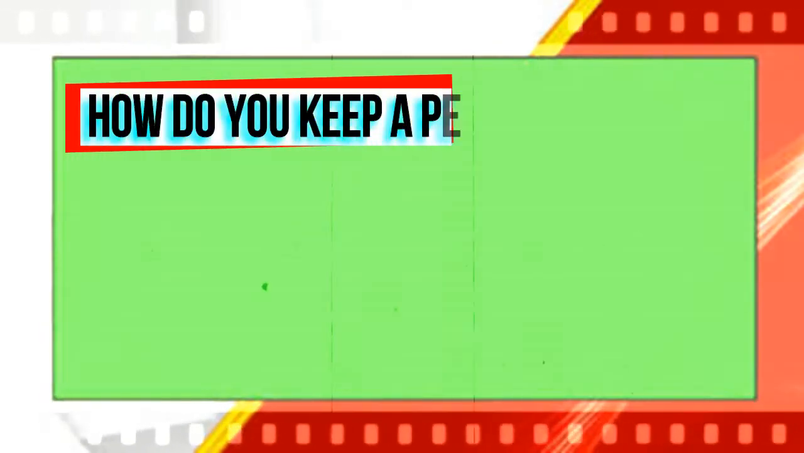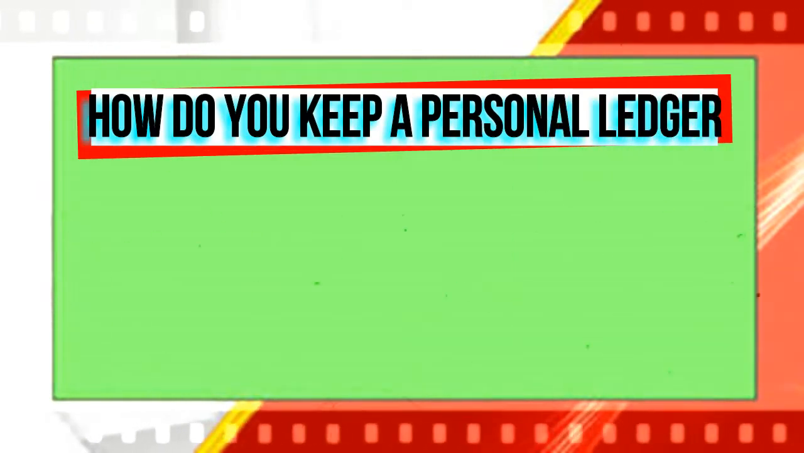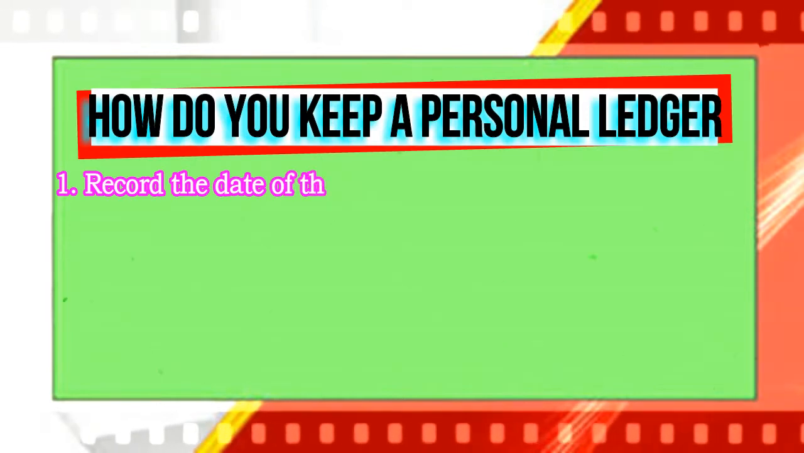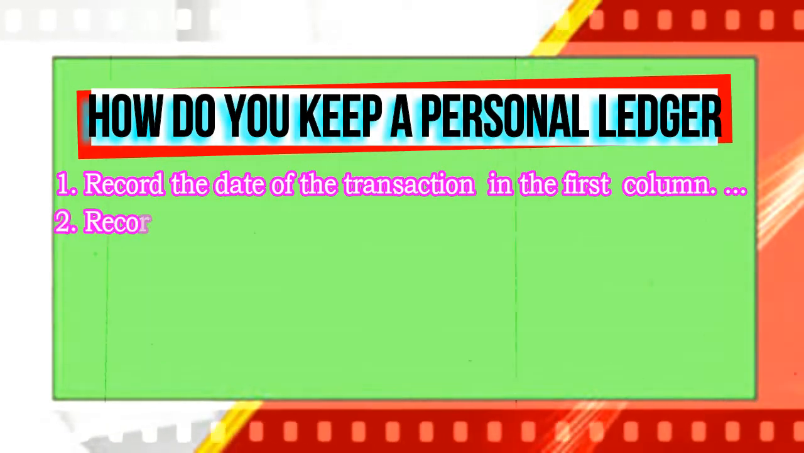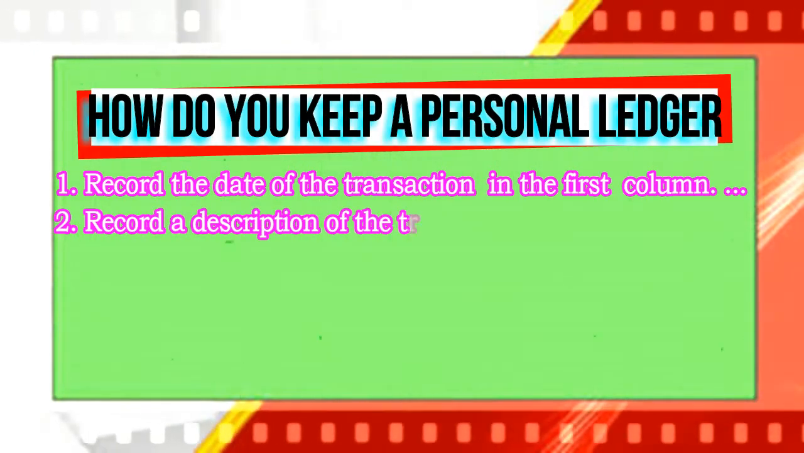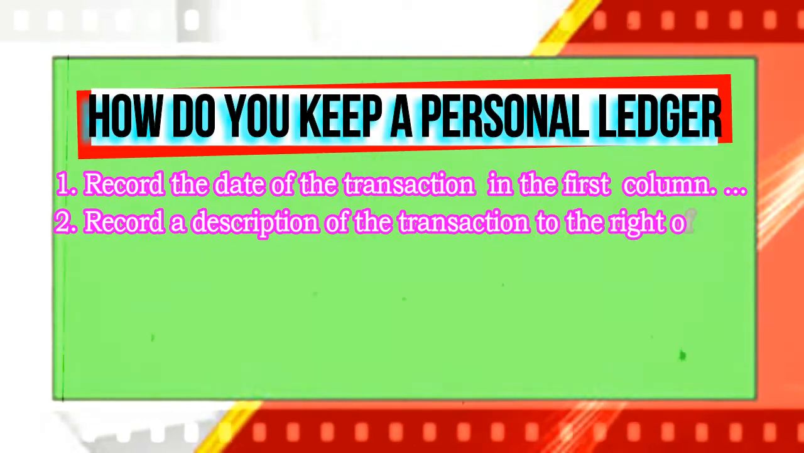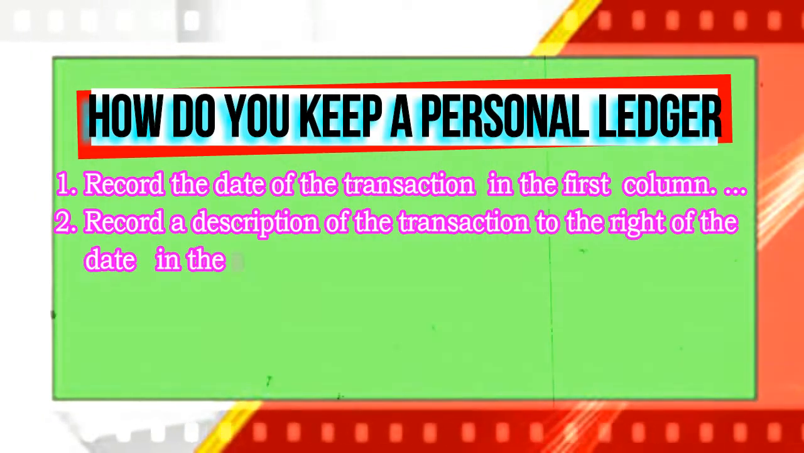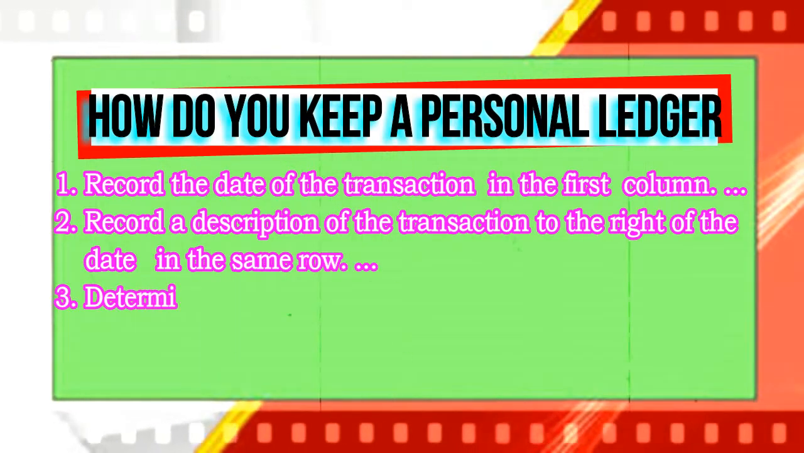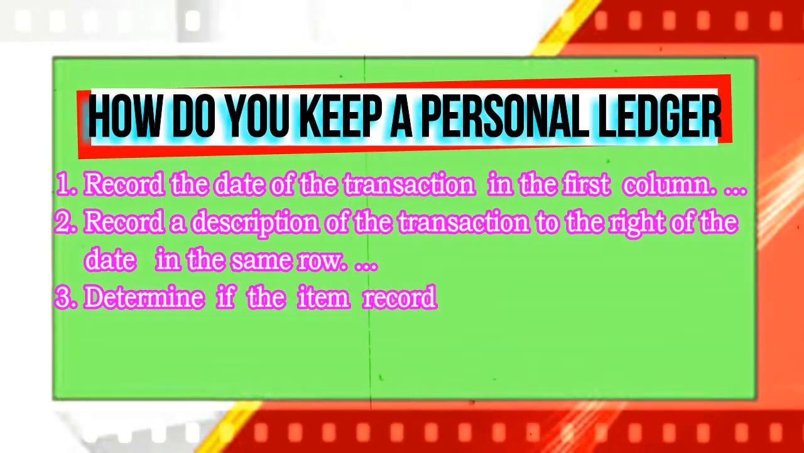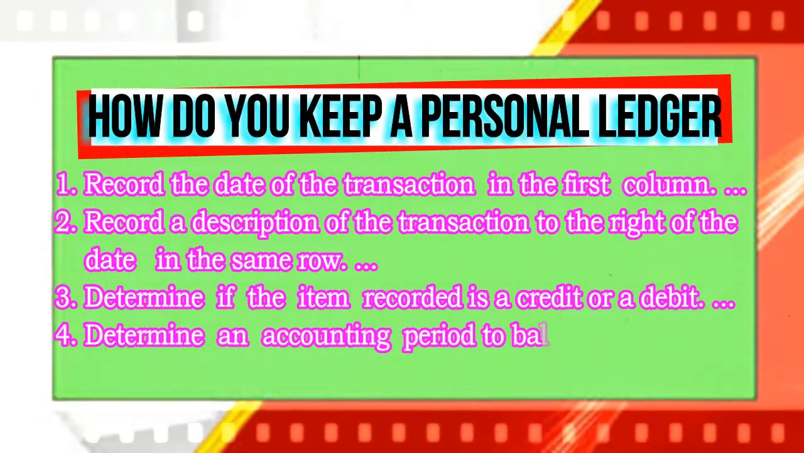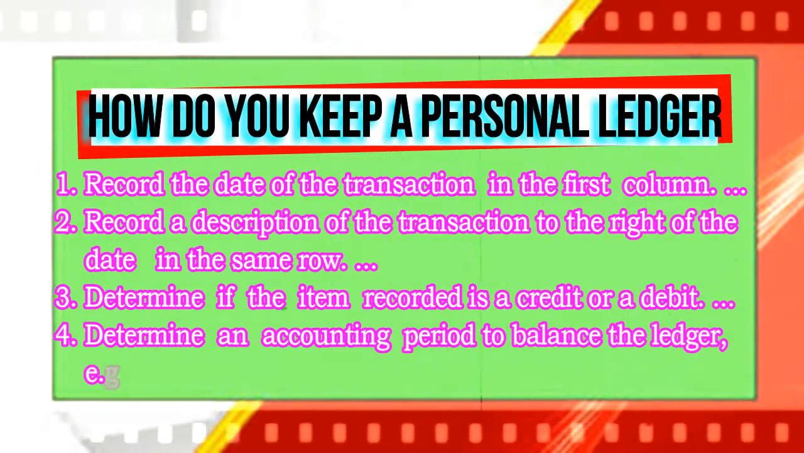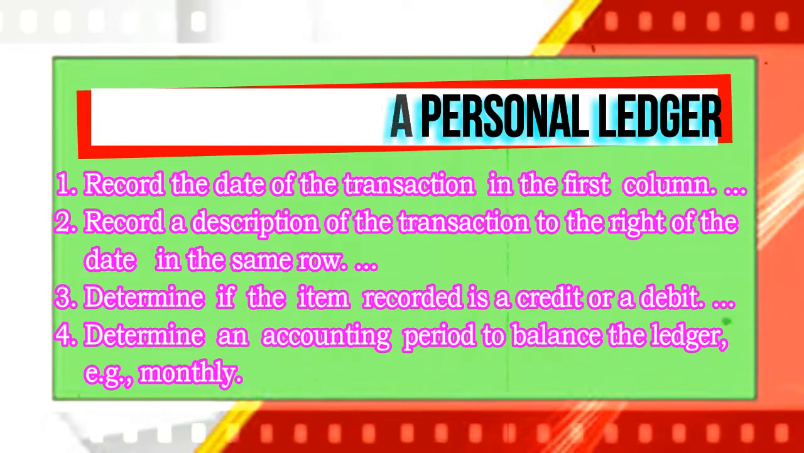Now, how do you keep a personal ledger? Number 1, record the date of the transaction in the first column. Number 2, record a description of the transaction to the right of the date in the same row. Number 3, determine if the item recorded is a credit or a debit. Number 4, determine an accounting period to balance the ledger. Example, monthly.